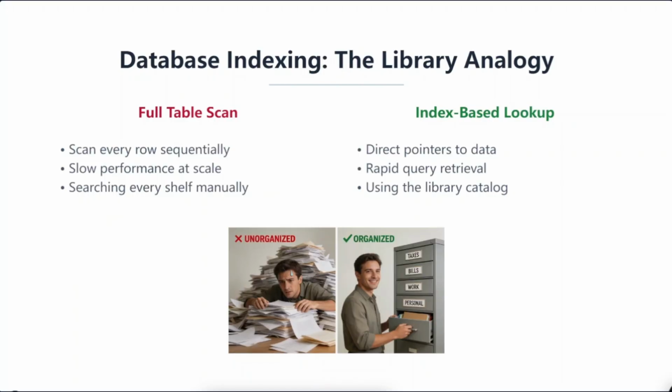Building on what we just covered about data and storage, let's talk about how we actually find what we need. Think about the apps you use every day. Searching for a friend's profile or a specific post among millions of entries needs to be instantaneous. To understand how databases do this, we use the library analogy.